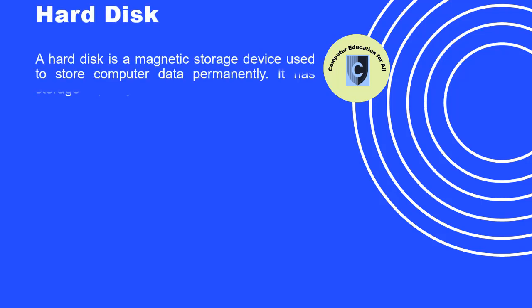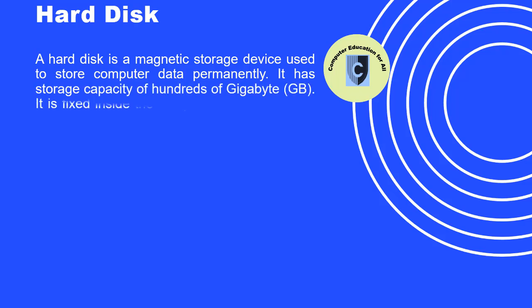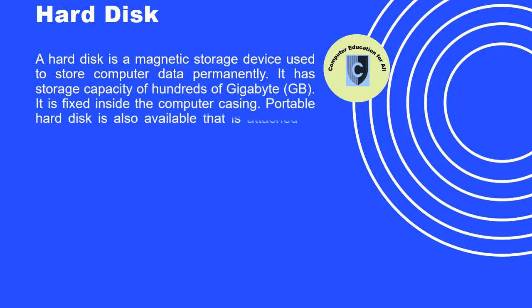Hard disk. Hard disk is a magnetic storage device used to store computer data permanently. It has storage capacity of hundreds of gigabytes (GB). It is fixed inside the computer casing. Portable hard disk is also available that is attached to USB.